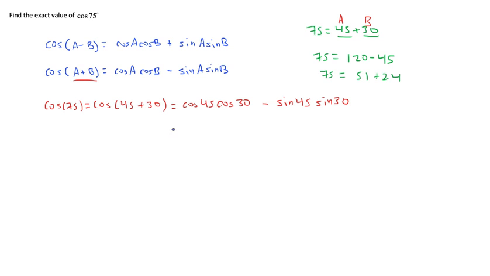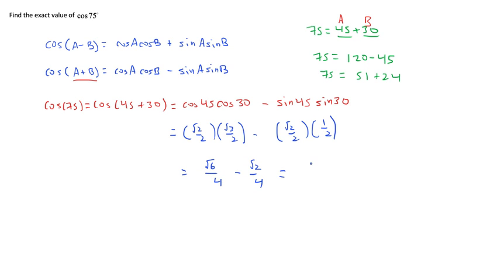We know that cosine 45 is radical 2 over 2. Cosine of 30 is radical 3 over 2. Sine of 45 is also radical 2 over 2. And then the sine of 30 is 1/2. Now we just want to multiply these and simplify as much as we can. We get radical 6 over 4 minus radical 2 over 4. So when we combine these, we get radical 6 minus radical 2 all over 4.